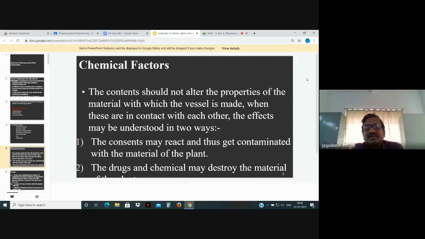formulation or product. Similarly, if you are using corrosion prone solvents, they will damage the equipment. In both cases, mutually they get degraded and make the product worthless. So for this chemical factor we need to consider these two dual effects. What damage the equipment causes to your product, and what damage the product is going to cause to the equipment, we need to see.